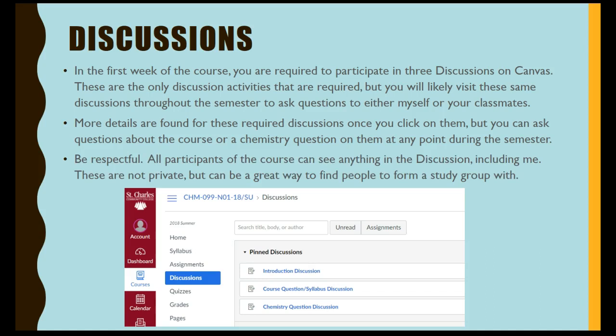Make sure when you participate in discussion activities, you're always respectful. Anything you post on a discussion board can be seen by everyone in the class, myself, and your fellow students. So please be very respectful. They're not private. You can't send a message just to one student using the discussion board. But these discussion boards in the past have allowed students to group up if they want to get together and study outside of class, so you can form a study group using those discussion boards.